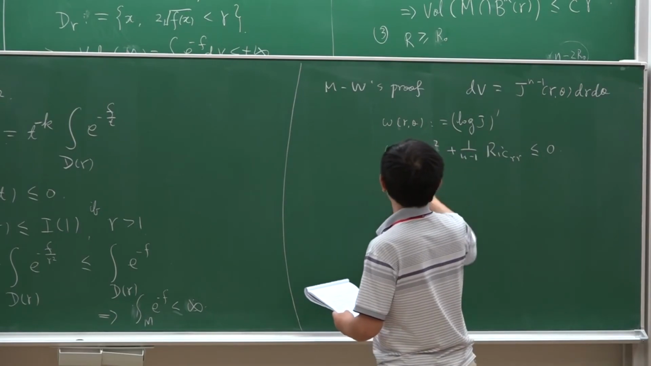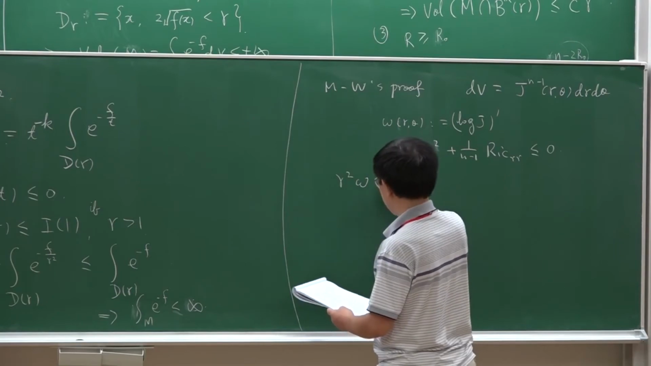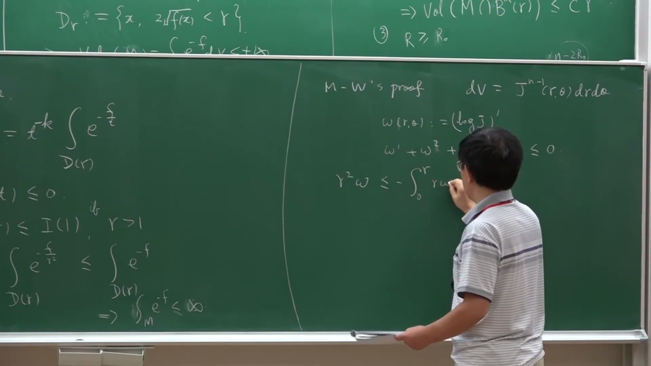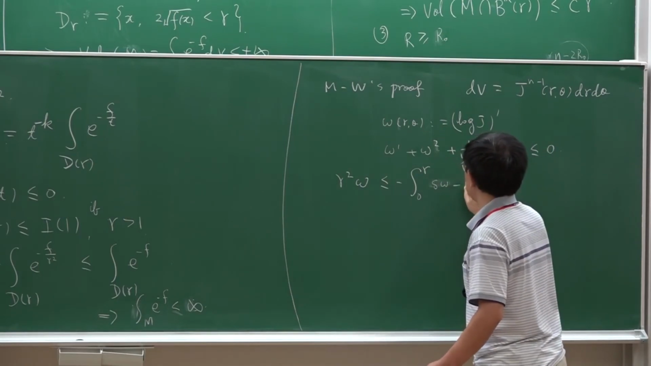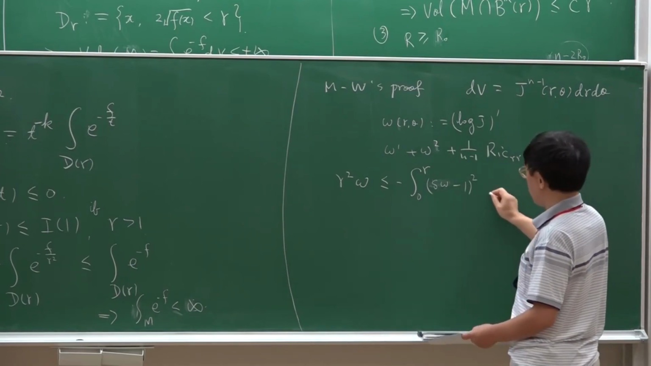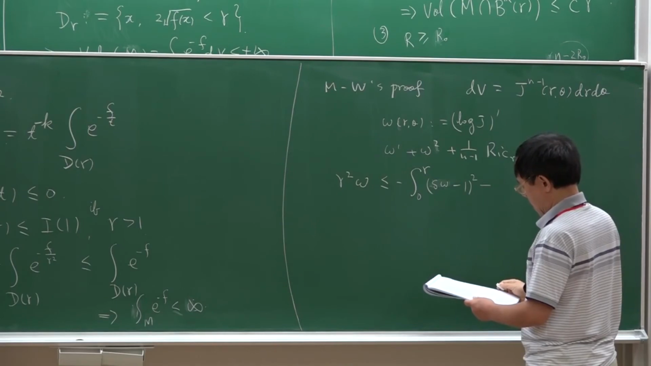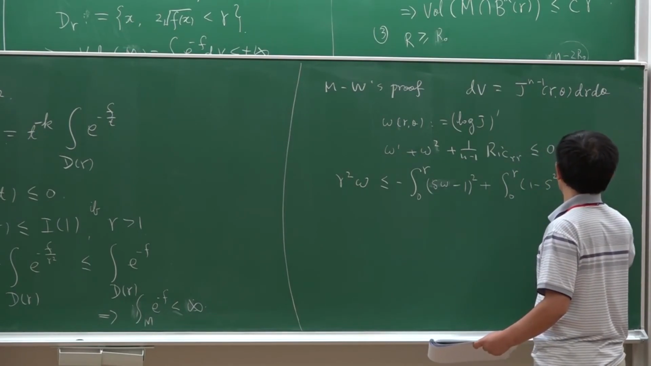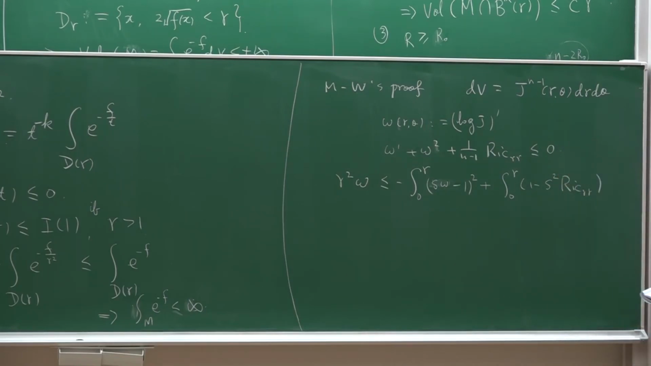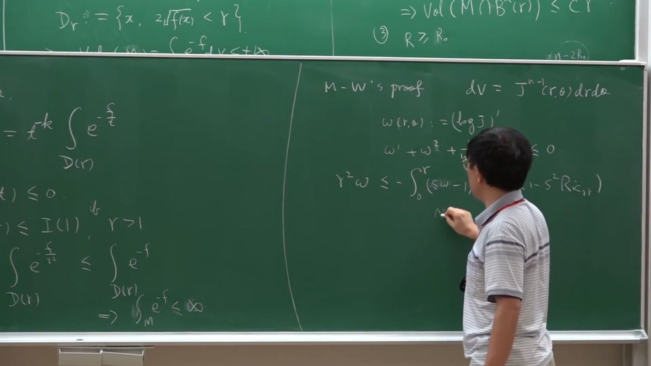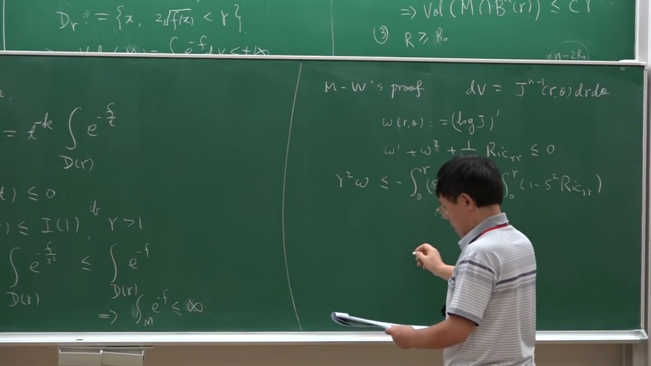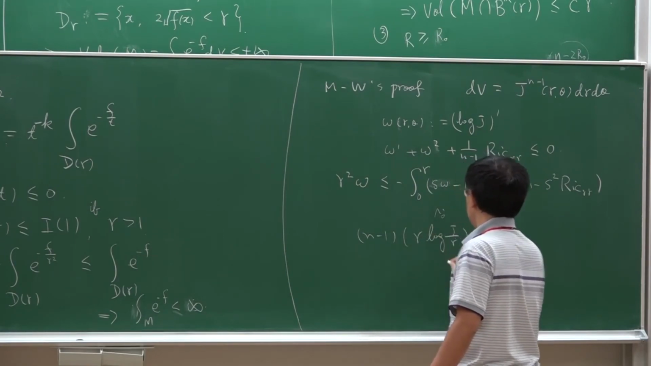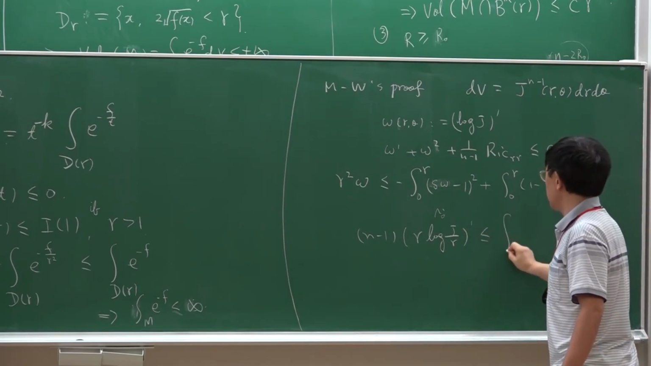So you just put this r squared omega less than or equal to minus 0 r omega squared. So you can drop it. This is less than or equal to 0. So finally you will have n minus 1 over r, log j of r, prime, is equal to minus s.